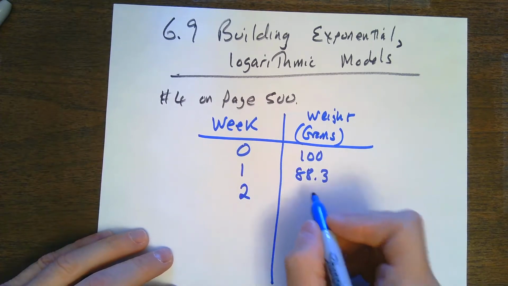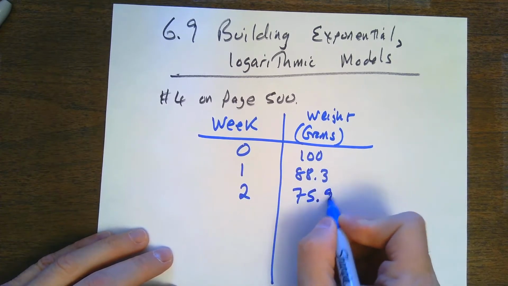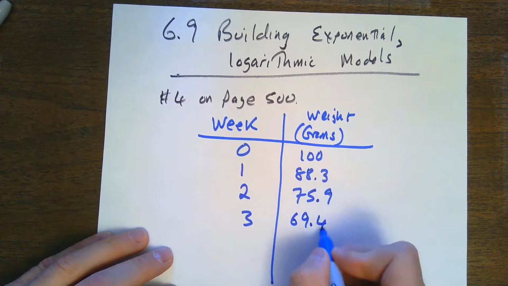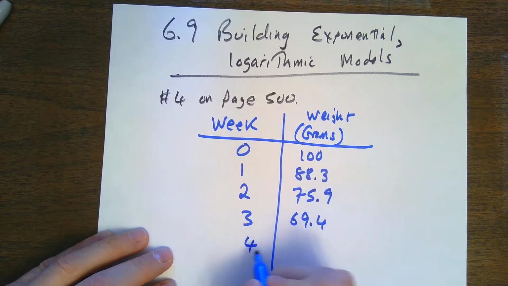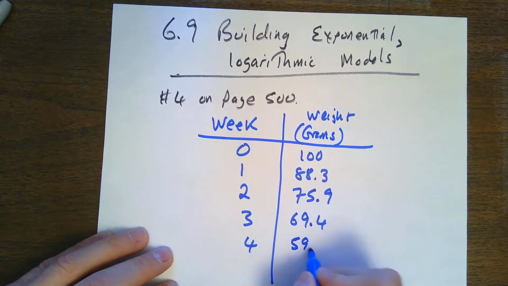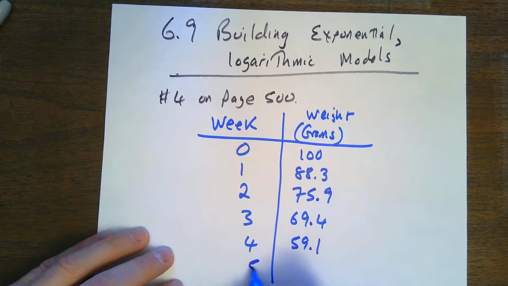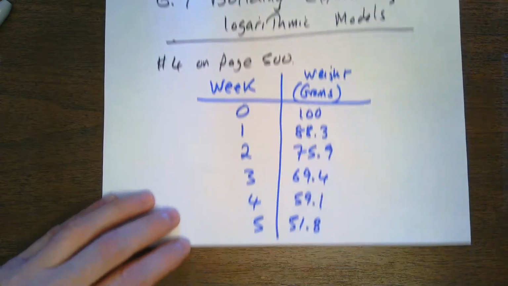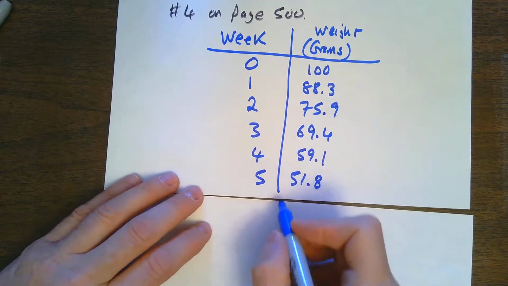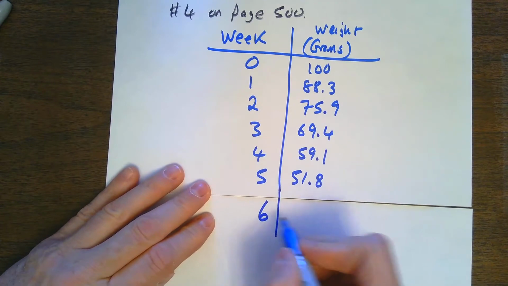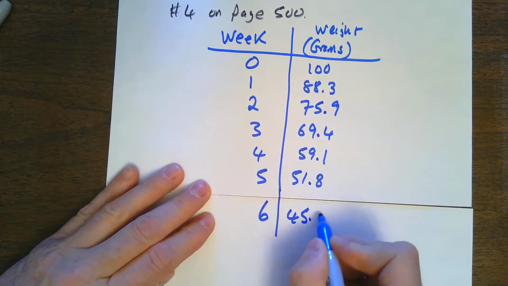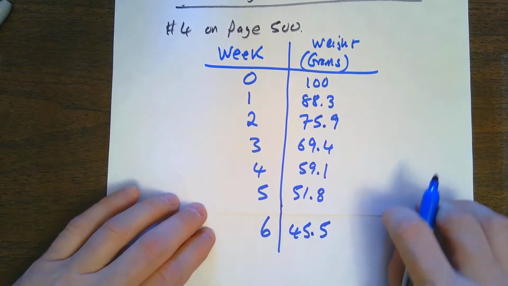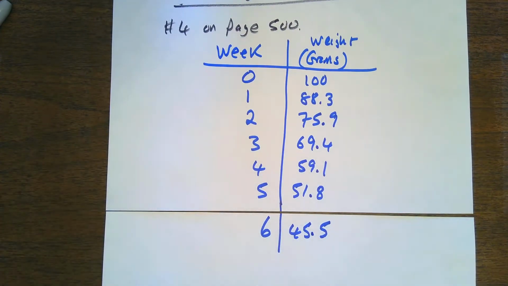In week 2, there's only 75.9 grams. Week 3, 69.4 grams. Week 4, 59.1 grams. Week 5, 51.8 grams. And it seems like I've come to the end of my piece of paper here. So let's continue this table. Week 6, 45.5 grams.